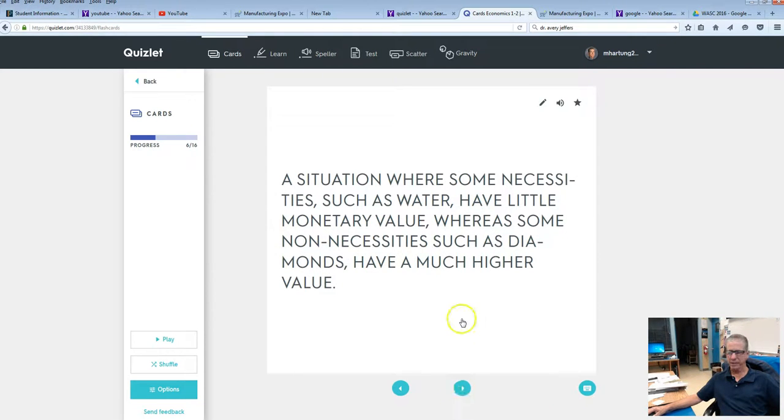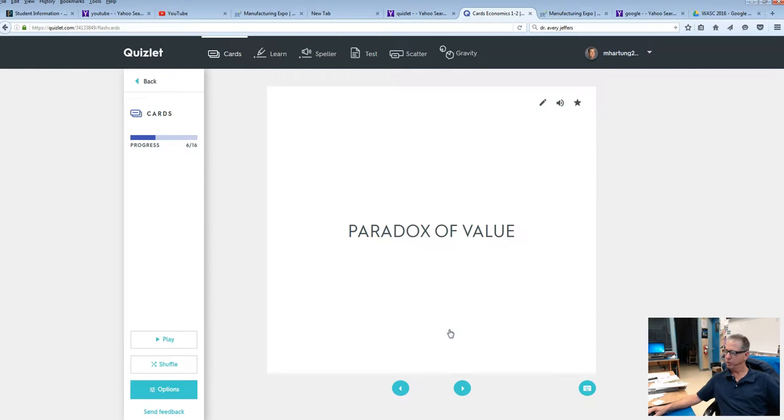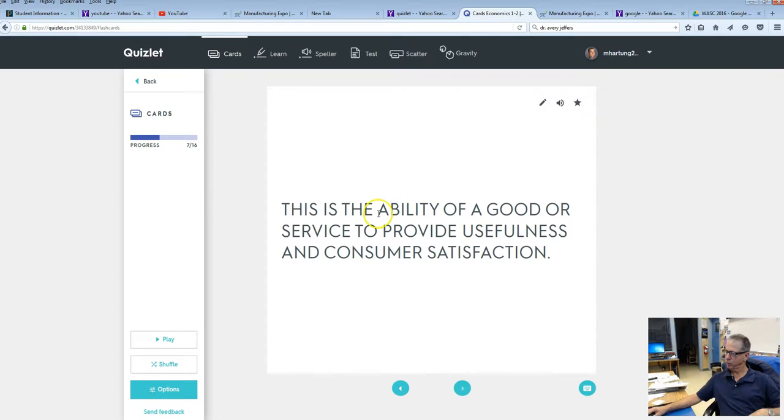I don't know that we have that in here, but the answer to that paradox of value in your notes is that for something to have value, it must be both scarce and have utility. And utility refers to the ability of a good or service to provide us with usefulness. So what is the benefit to us? Why do we buy something? What do we get out of it? What do we get out of having a car, for example?